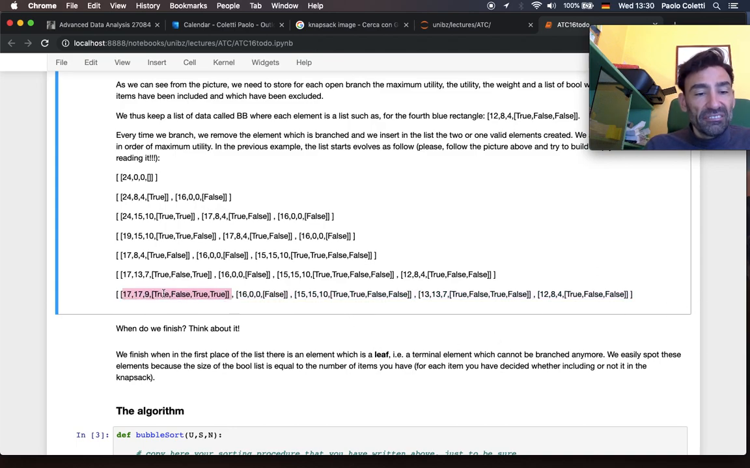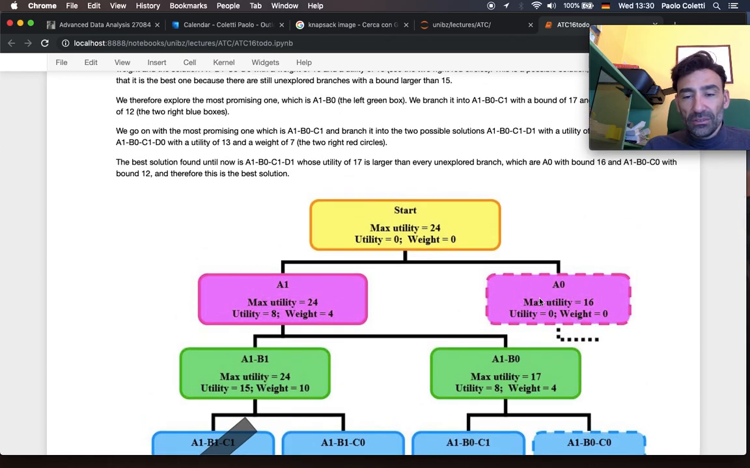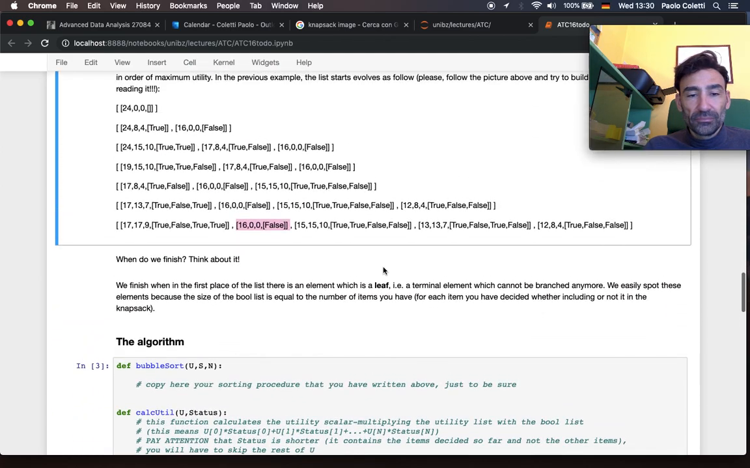This one is a leaf, and you know that it's a leaf because it uses 4 decisions already taken. This one is a very open branch because you took only 1 decision. It's this one. This one is another leaf. Can you see? Because true, true, false, false. This one is another leaf. True, true, false, false. This one is not a leaf because true, false, false.